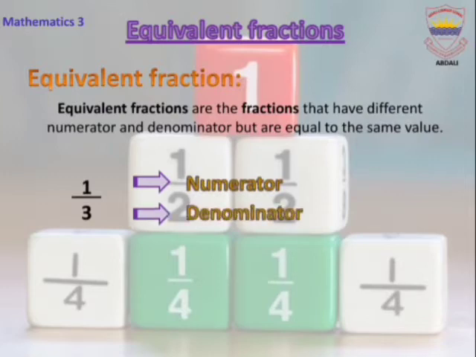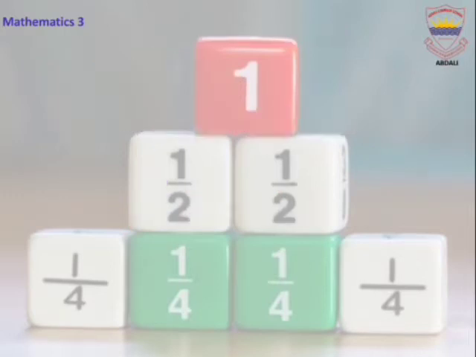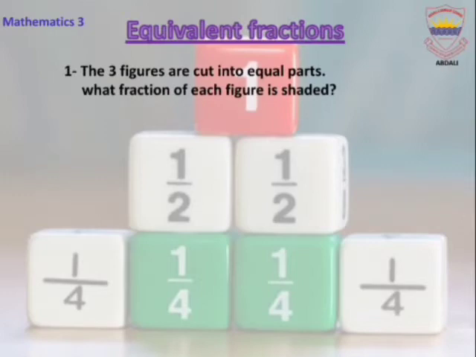Here students, 1/3: 1 is the numerator and 3 is the denominator. They have a different numerator than denominator. Now students, let's start to solve the questions of equivalent fraction. Question number 1 is, the three figures are cut into equal parts. What fraction of each figure is shaded?